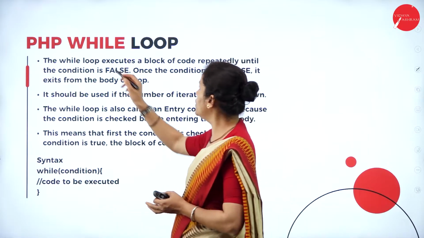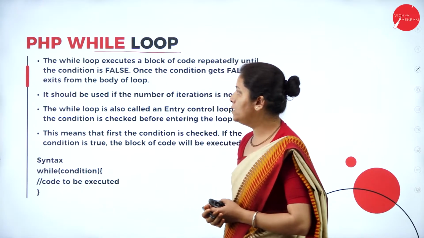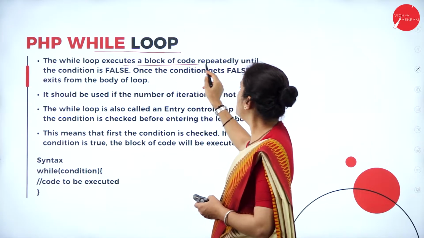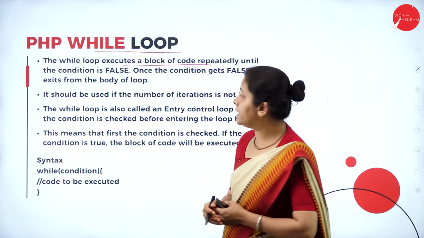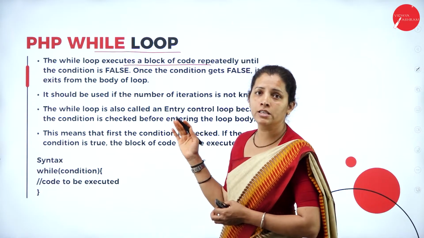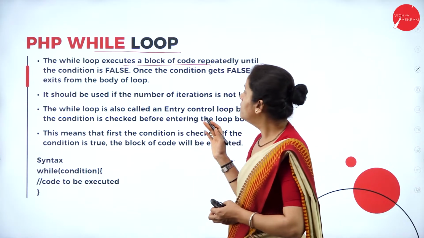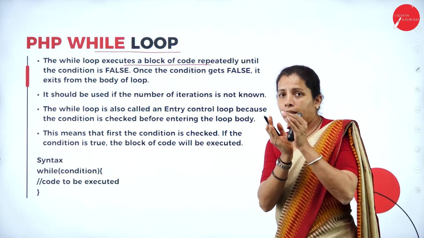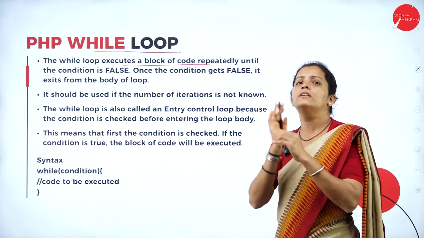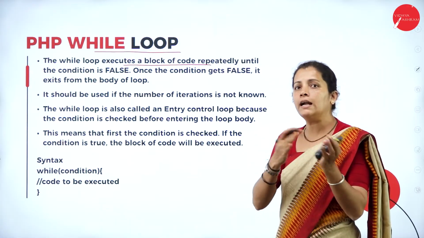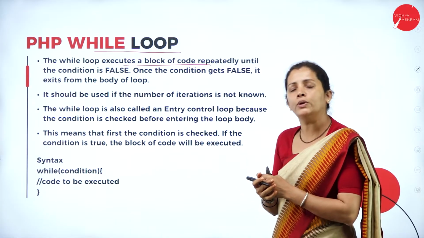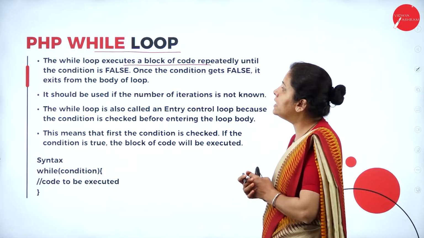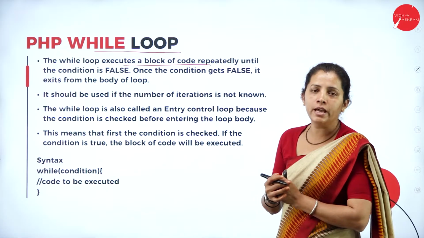So at the beginning, I'm going to have the while loop. The while loop executes a block of code repeatedly until the given condition is false. In the sense what? Whenever your given condition is true, you're going to execute repeatedly. Once the condition is false, what you're going to do? You're going to exit. Once the condition gets false, it exits from the body of the loop.